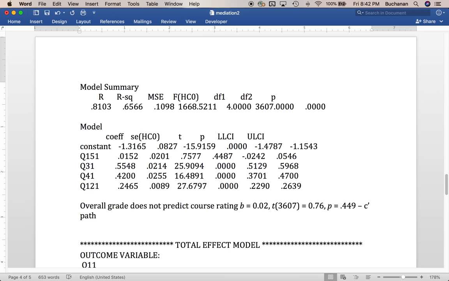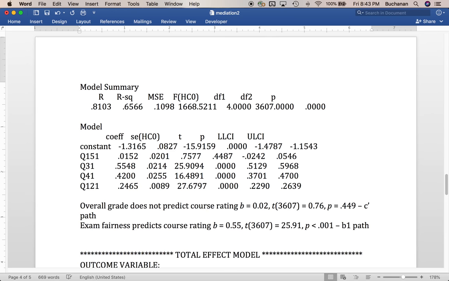And this is the C prime path. Next we've got question three, which is exam fairness predicts course rating. So if they think the exams are fair, they think the overall course is good. 0.55, with 3607 degrees of freedom, T is 25.91. P continues to be less than 0.01 for these. And this is the B1 path.